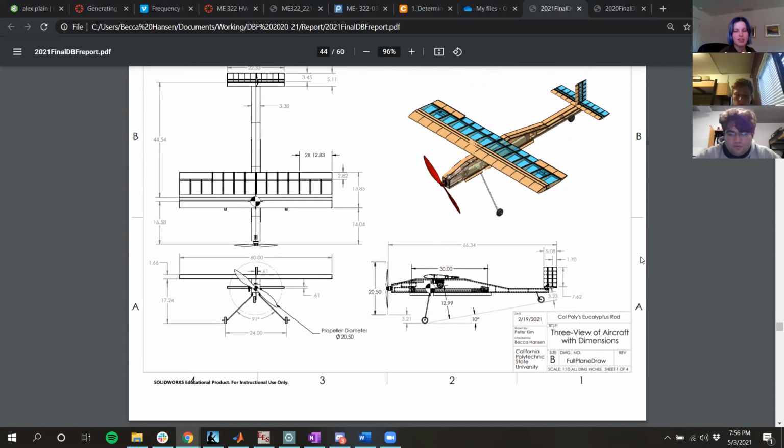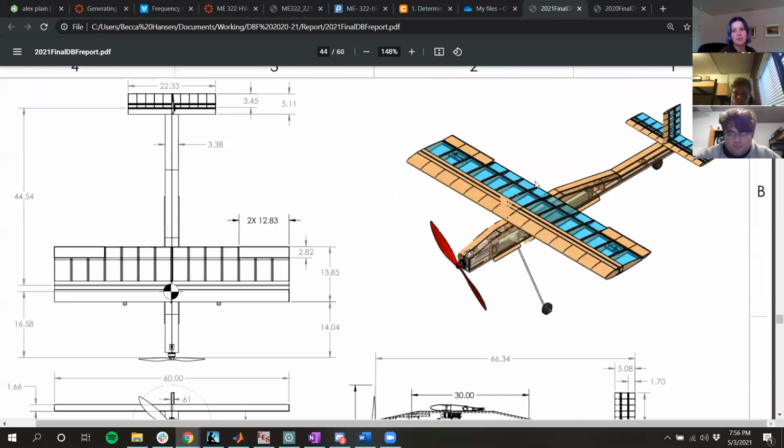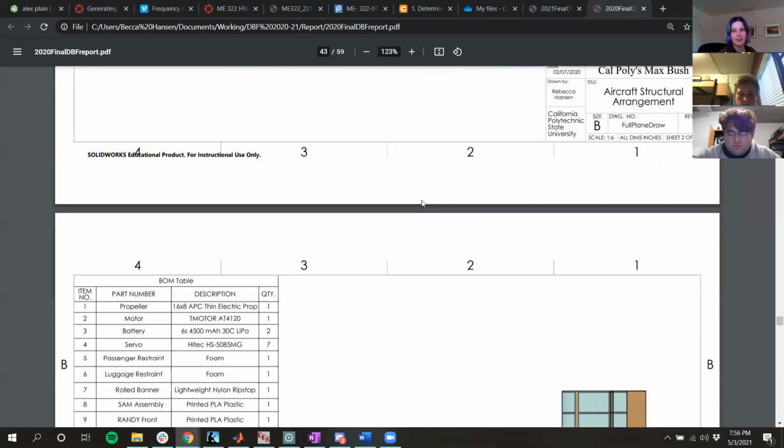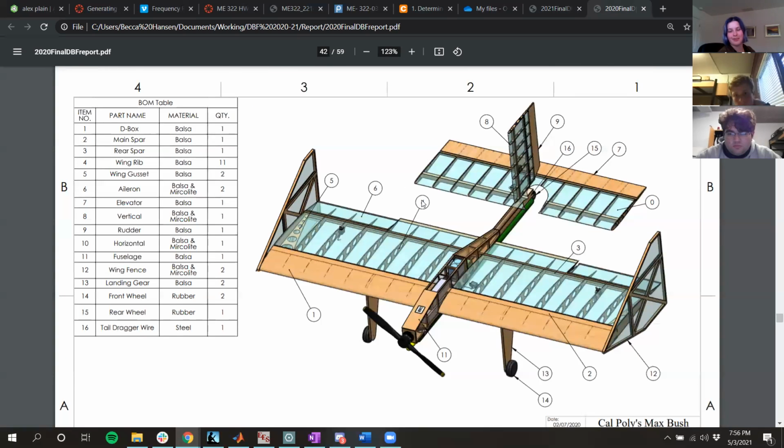Did y'all have, so again, these planes, I'm disappointed. They look very similar. And I worry that the plane that y'all picked out also looks very similar to this.